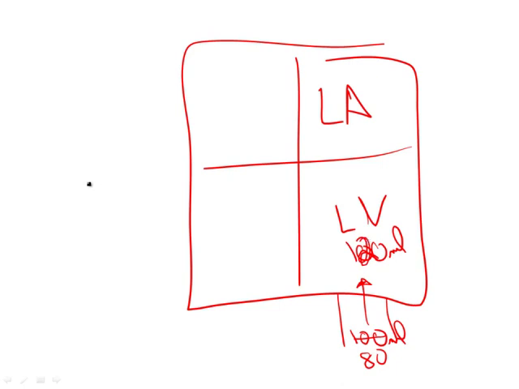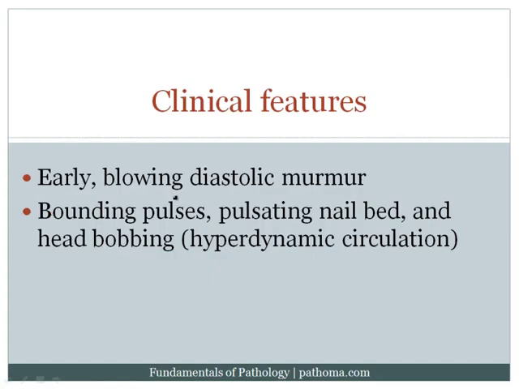So you're going to get an increase in the systolic pressure and a decrease in the diastolic pressure, and that is then going to widen something called the pulse pressure, which is the difference between the systolic and diastolic pressures. Now, as there's this widening of the pulse pressure, the patients are going to have bounding pulses. They're going to have a pulsatile nail bed. They often can have head bobbing, especially on board examinations.